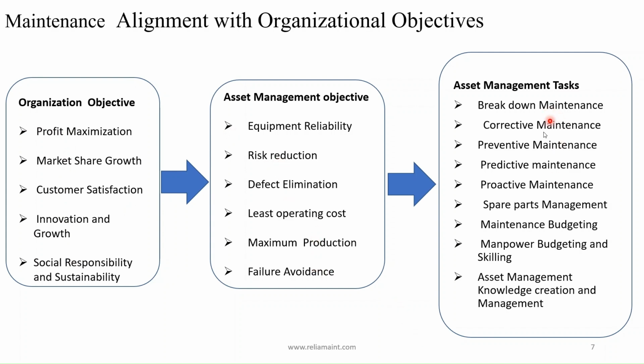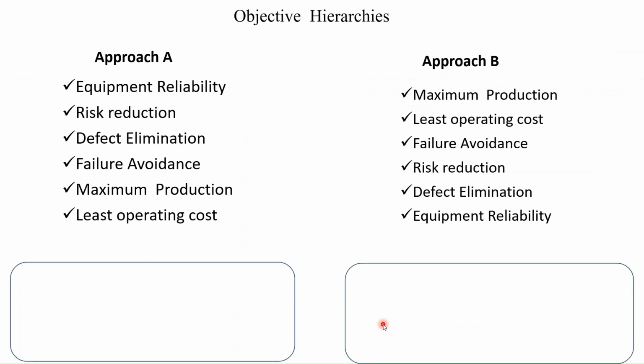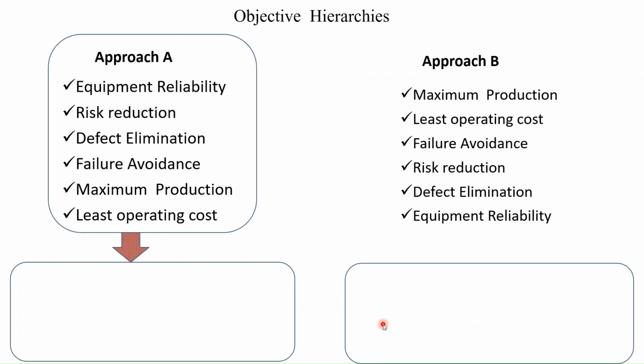Asset management tasks. Breakdown maintenance, corrective maintenance. Preventive and predictive maintenance. Proactive maintenance. Spare parts management. Maintenance budgeting. Knowledge creation and management. Objective hierarchies.